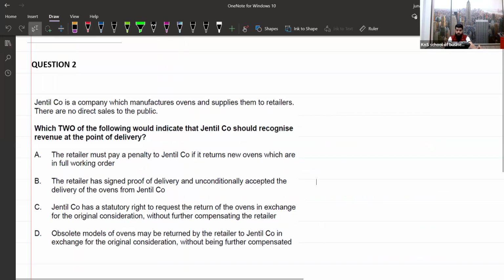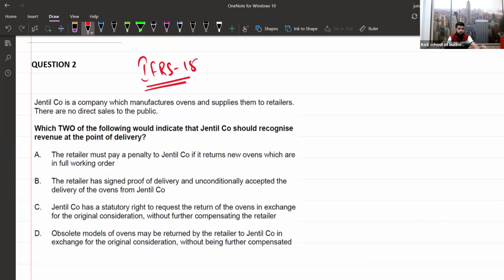That question is related to IFRS 15, that is revenue from customers and construction contracts. Okay, Gentle Company is a company which manufactures ovens and supplies them to retailers. There are no direct sales to the public, which means it's a manufacturer. Which two of the following would indicate that Gentle Company should recognize the revenue at the point of delivery?